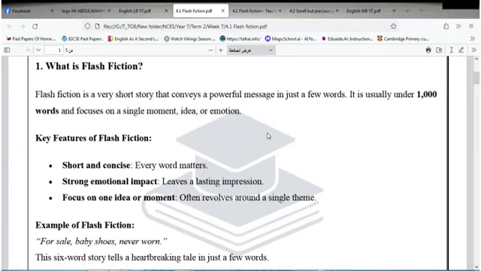From the word flash fiction, it is something related to the technique of flashback, okay, and it is of course a fiction story, an imagery story, so you are shifting between past and present. So the key features of flash fiction: it is short and concise, every word matters, we don't have that much detail, strong emotional impact, it will leave a lasting impression, it is a sentimental story, and it focuses on one idea or one moment, often revolving around a single theme.